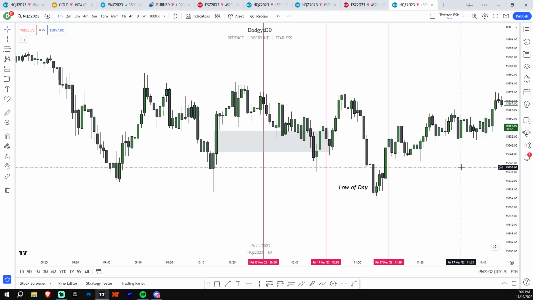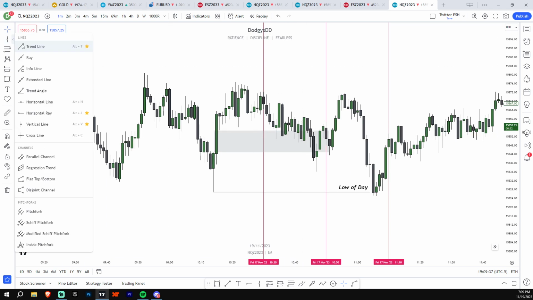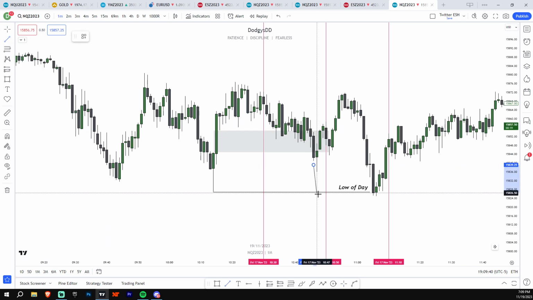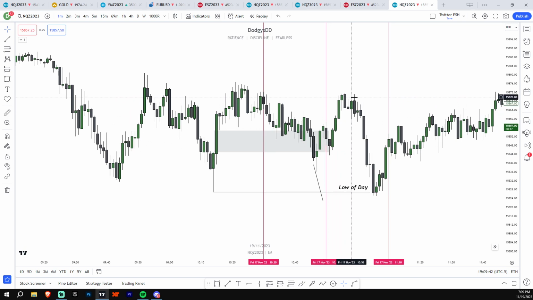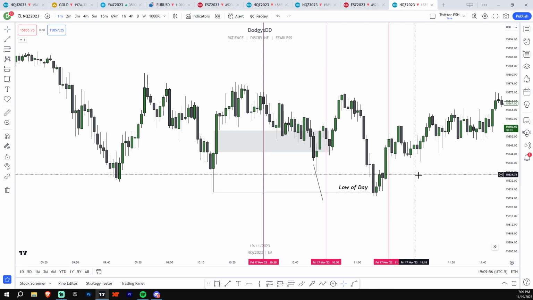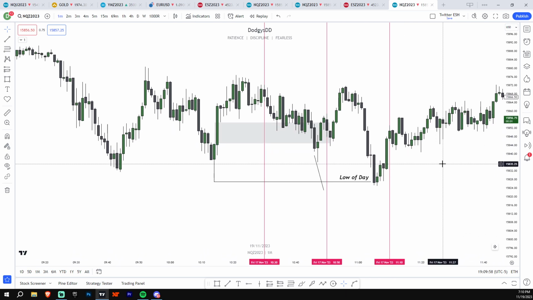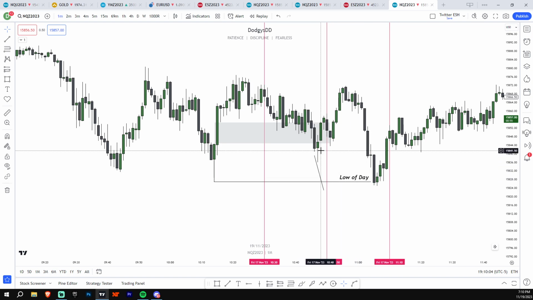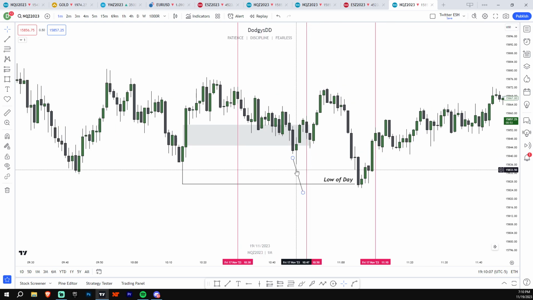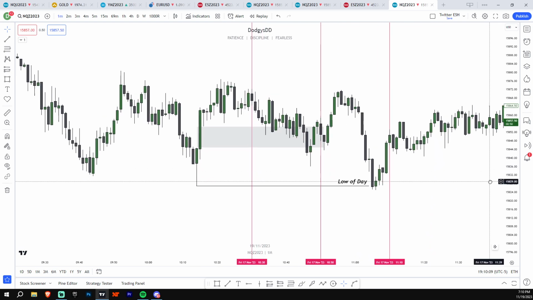Okay. Now, let's say it was very volatile here, and let's say we actually ran low of day in this increment here. Would price be likely to run low of day again here in the macro? Yeah, probably not. It probably wouldn't be likely to rerun this low of day during the macro because we would already hit it here. So that's something you really want to keep in mind.